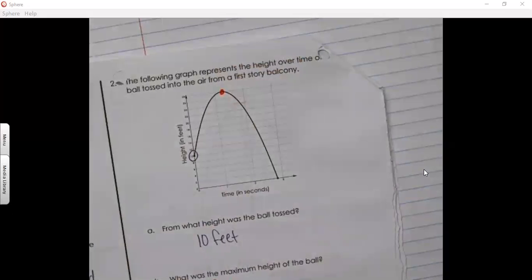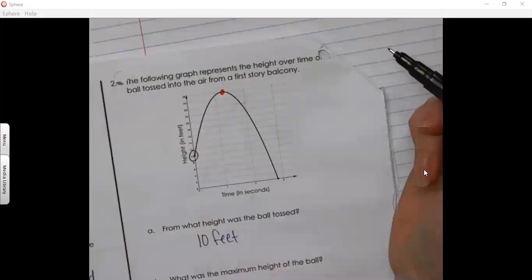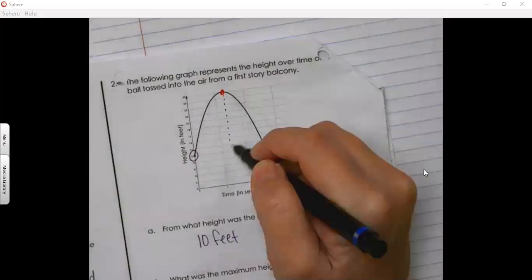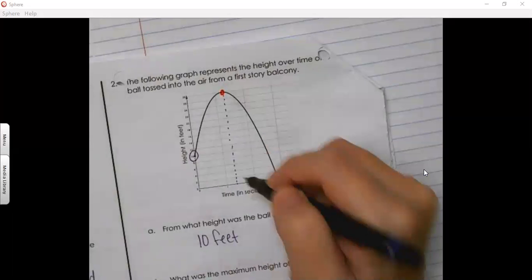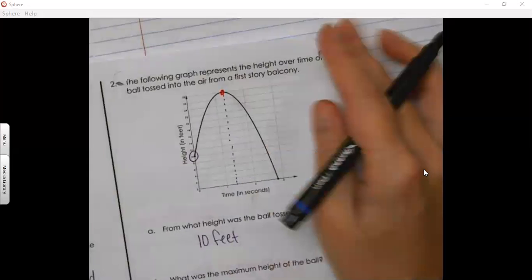About what? 1.3 seconds. It did not say how long it will take to hit the ground. It said how long will it take to reach its maximum height. So the maximum height was at 28 feet, and that looks to be approximately 1.3 seconds. If you said 1.3 or 1.2, cool.